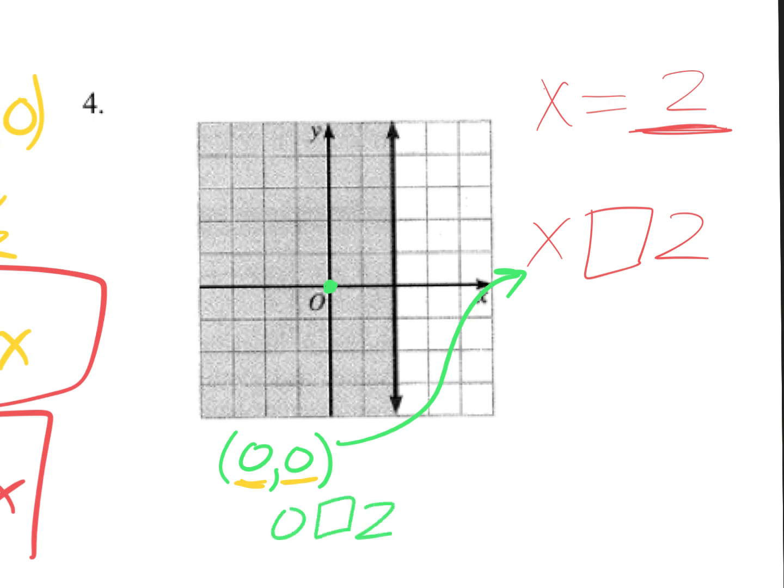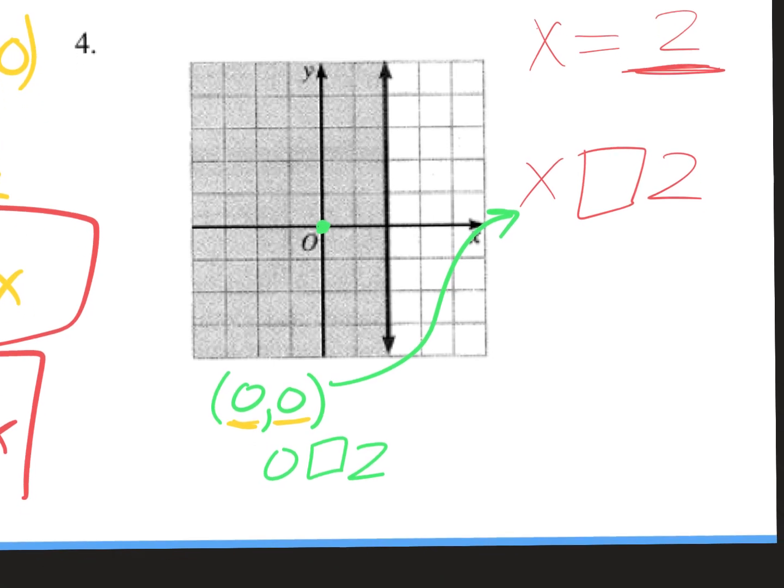and so then I'm asking myself, what's the relationship between 0 and 2? 0 is definitely not equal to 2. 0 is not greater than 2. So in this case, 0 is less than 2. So 0 less than 2, that's a solution. And so that means wherever this point is in reference to the line that we have, that side of the line is our solution. So what that means is I want x to be less than 2.